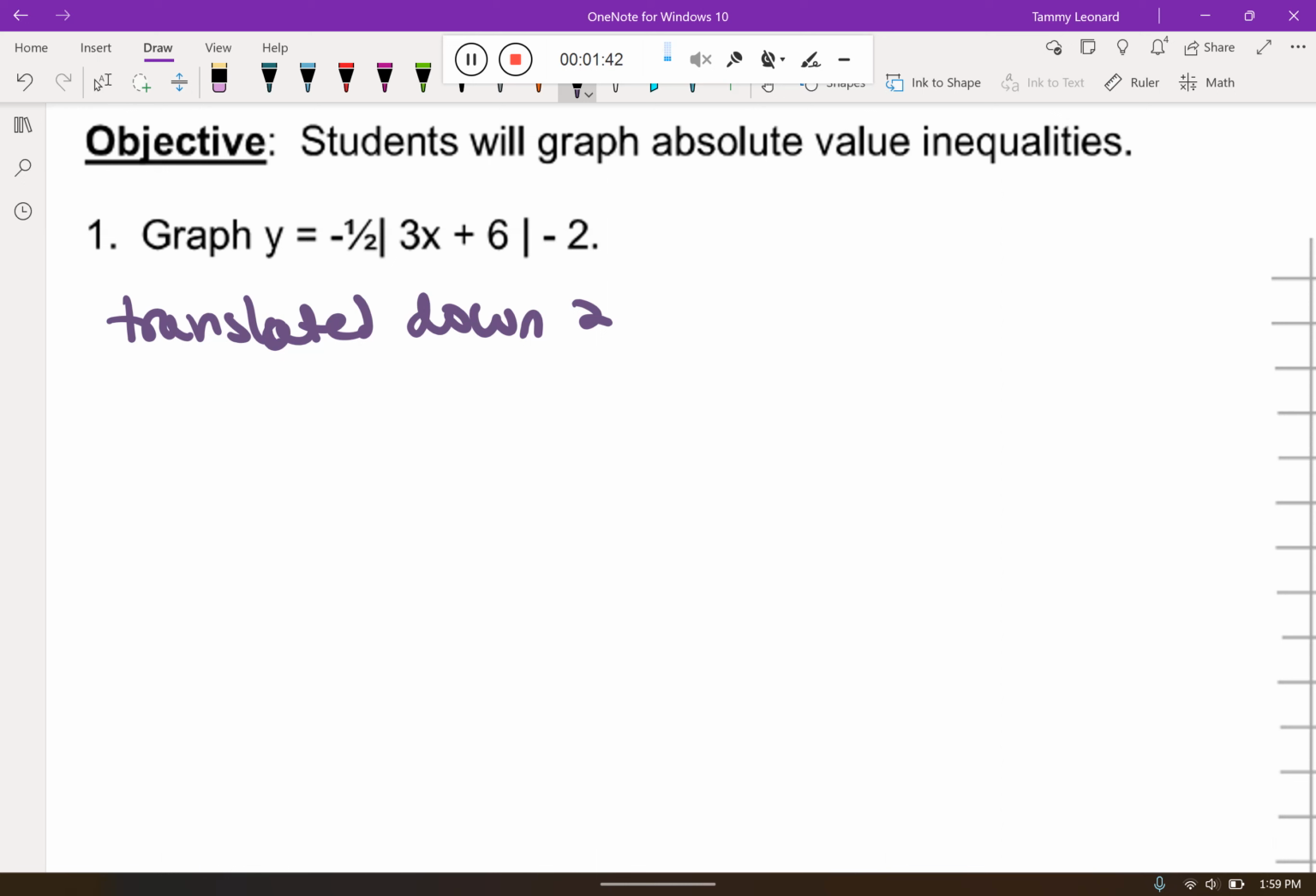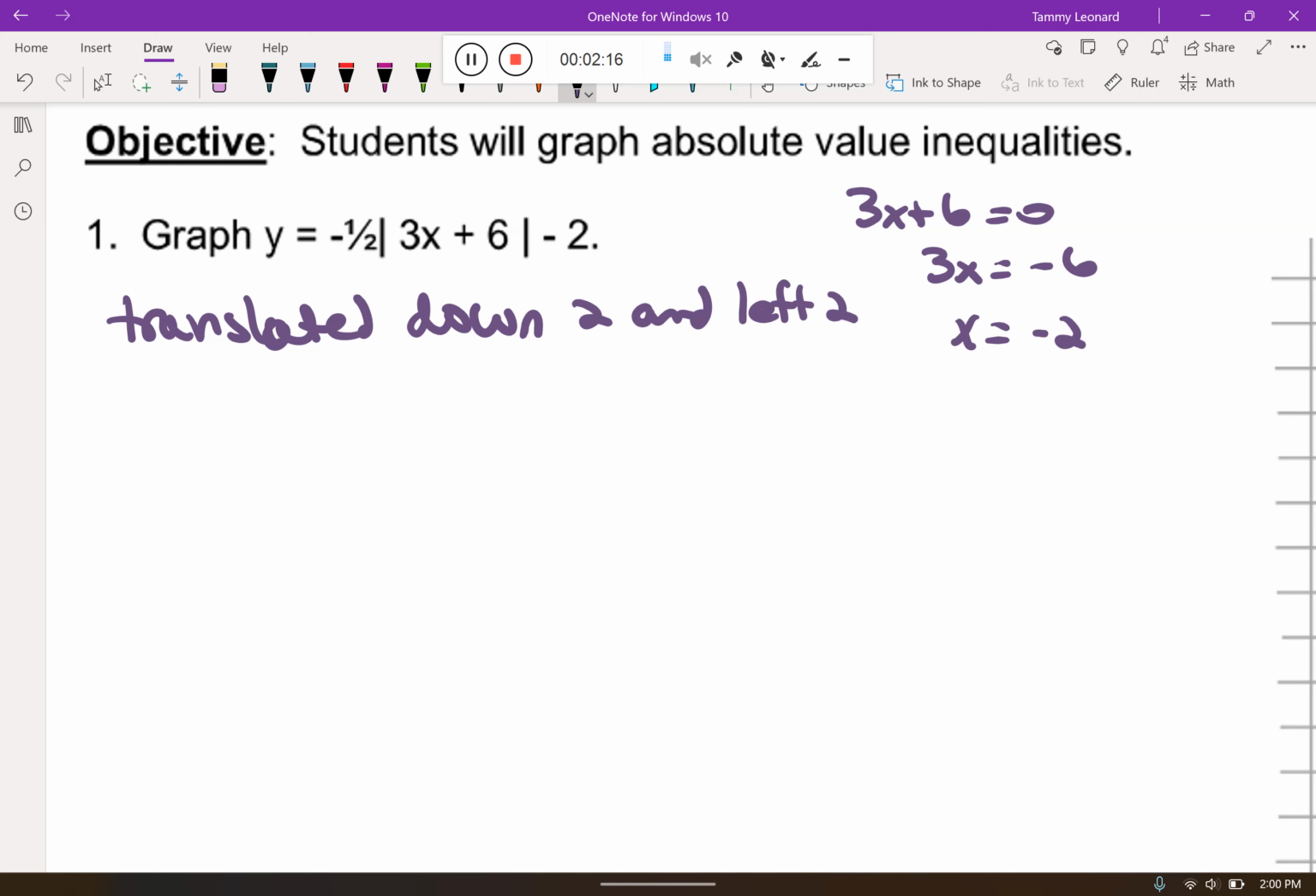So if I translate 6 to the left, but then I compress by a third, how far did I really translate? Only 2. So we're going to take that 3x plus 6, set it equal to 0, and solve for x. So what would I do first? So I have 3x equals negative 6, and then divide by 3, and so x equals negative 2. So it's translated down 2 and left 2.